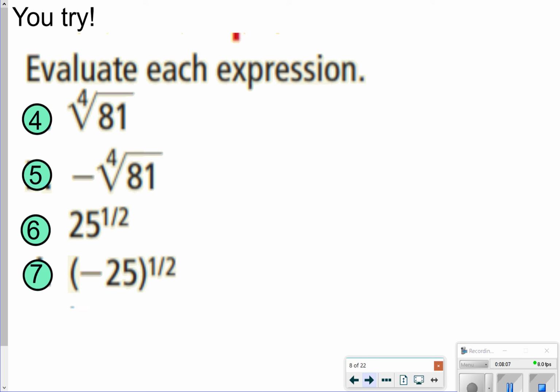So the next piece you're going to try on your own. We have numbers 4, 5, and 6 here. So let's go ahead and see what we can do here. I'm going to get you to pause the video so you can try these on your own, and then once you're done, click play to check your work.